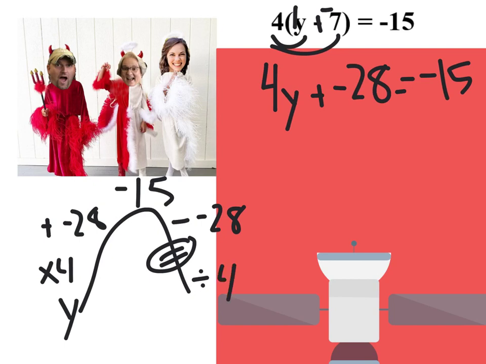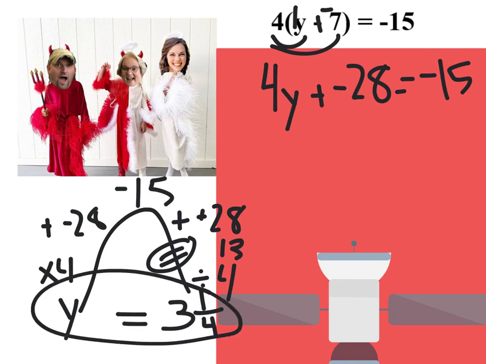Negative 15 minus negative 28, of course, I'm going to do leave, change opposite anyway, since I'm doing it by hand. And I get 13. And then 13 divided by 4, well, 4 goes in there 3 times to make 12, and there'd be 1 left over, so 3 1/4. Y equals 3 1/4.